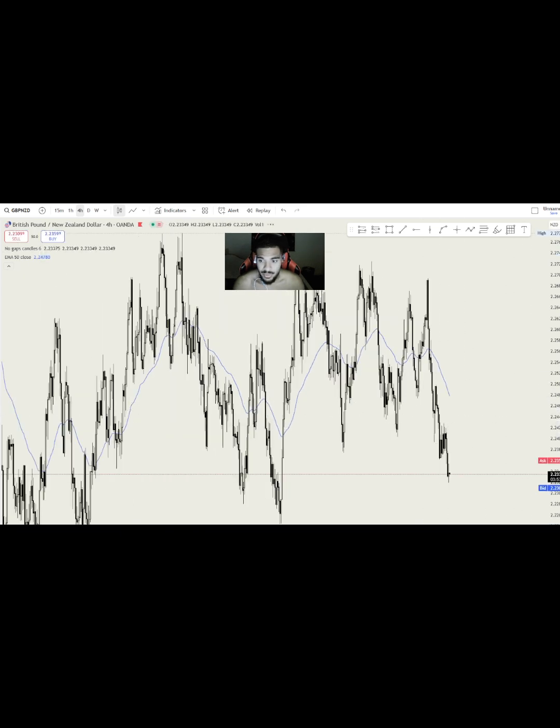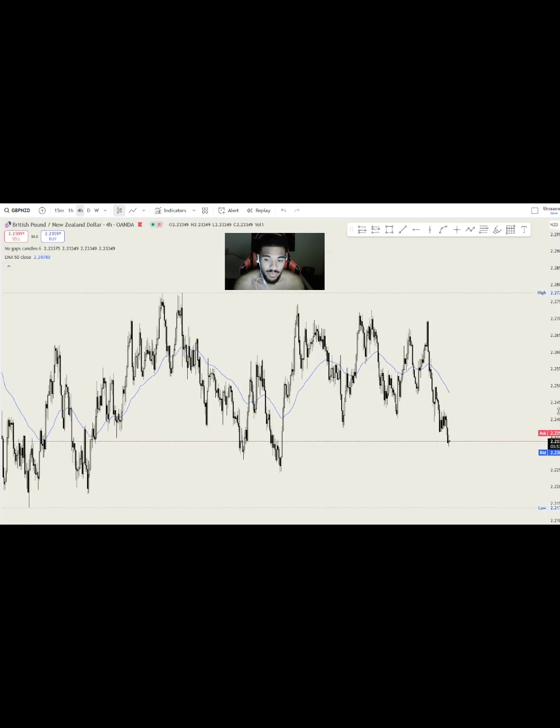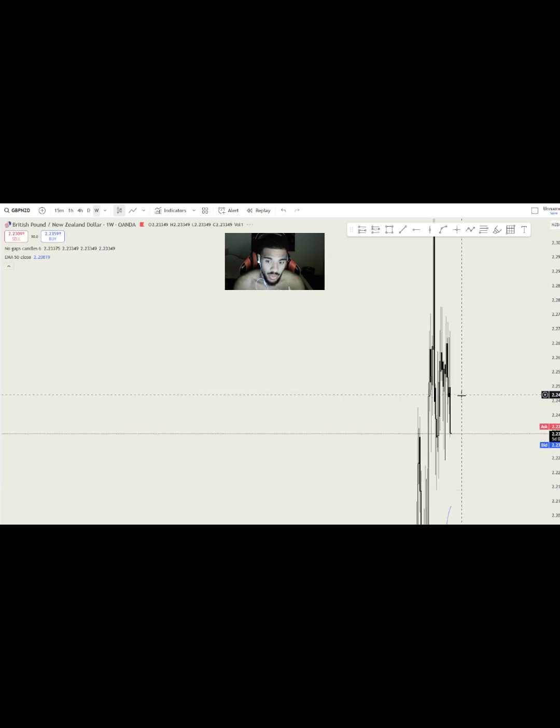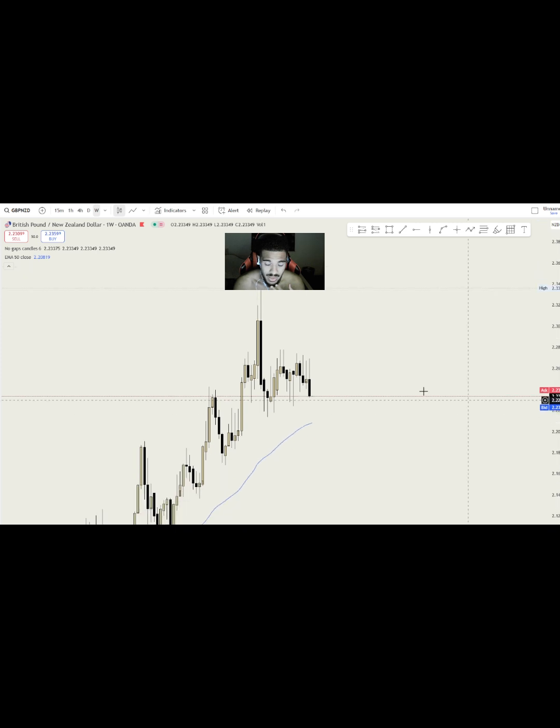And we have British Pound, New Zealand Dollar. Weekly time frame, very scatty, a lot of wicks. I won't be touching this. I don't like the look of it at all. You can see wick rejection, wick rejection, wick rejection, wick rejection.